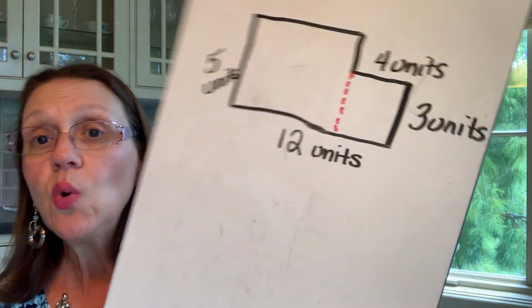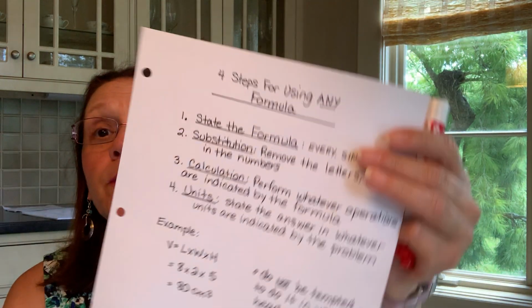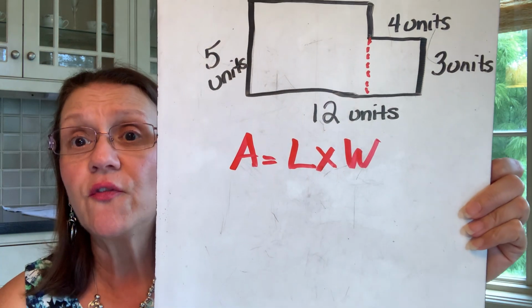Now, you will have a note on the 4 steps for using any formula right here. And this note is extremely important because you will use it all the way through middle school, all the way through high school, and even into university or college if you take a math class where you are using formulas. So the first step to using any formula is to write down or state the formula. So the formula for area, as you already know, is area equals length times width. Every time you go to use a formula, you write that formula down.